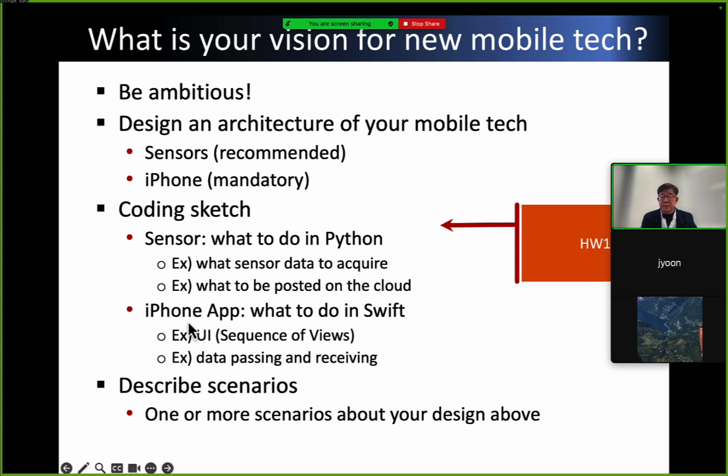As I said, the iPhone side is a must, it is mandatory. So you have to do this. If a sensor is involved, then what kind of sensor data needs to be used? What data needs to be posted on the cloud, so that it can be displayed on your iPhone? So you need to do this together with a description of scenarios, because I do not understand what you are going to do without the scenario descriptions. I want you to describe what you want to do.